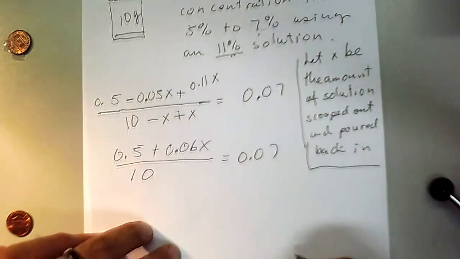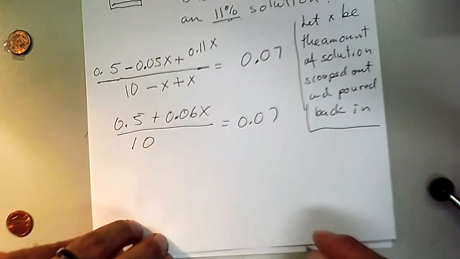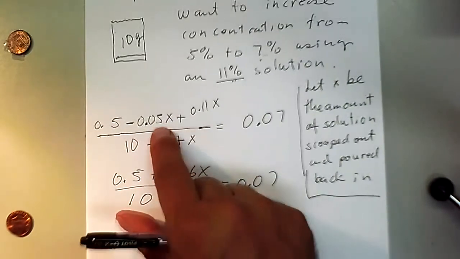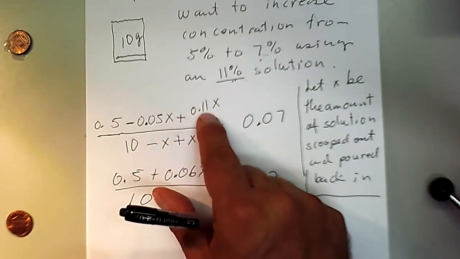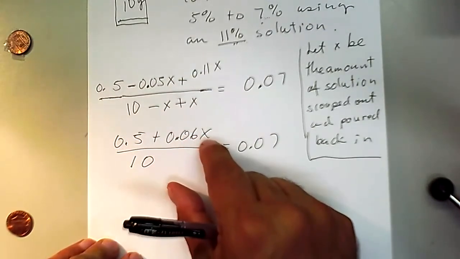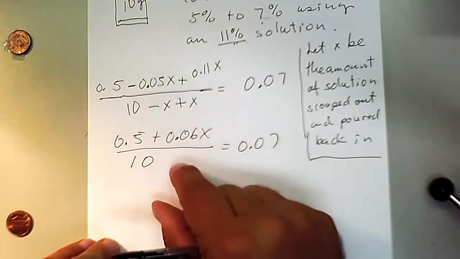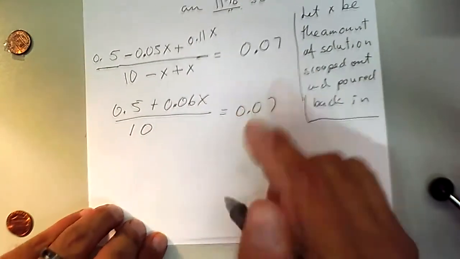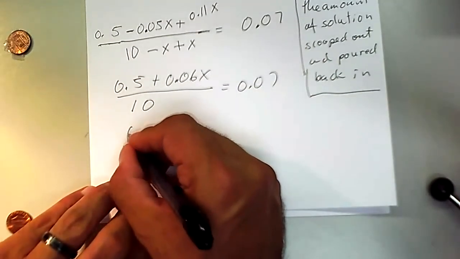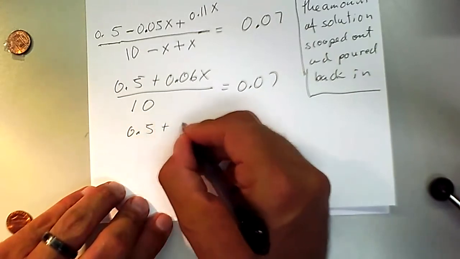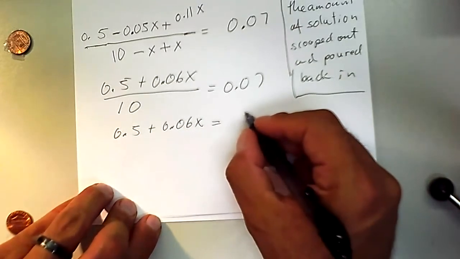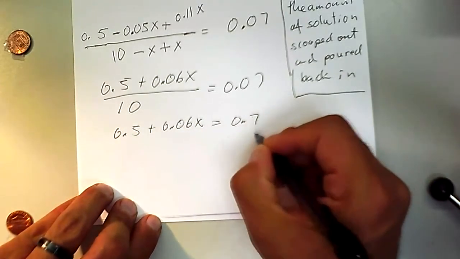I think this is a really, really neat problem. All right, which makes sense. You know, think about it. You're replacing a 5% solution with an 11% solution. You are gaining 6% for every gallon that you are replacing. All right, so this is actually not too bad of an equation to solve. Multiply by 10, so 0.5 plus 0.06x is equal to, times 10, 0.7.